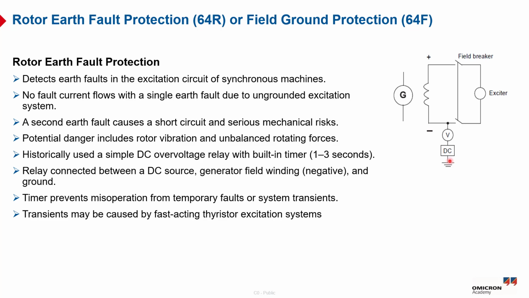Traditionally, detection was done using a simple DC overvoltage relay connected between the negative side of the field and ground, energized by a small DC source. The relay included a 1 to 3 second delay to avoid misoperation or trips from transient voltage, especially important in thyristor-based excitation systems where rapid changes in voltage are common. Overall, the 64R and 64F protection is a preventive safeguard, ensuring that insulation weaknesses in the rotor field circuit are detected early before they escalate into costly mechanical failures.